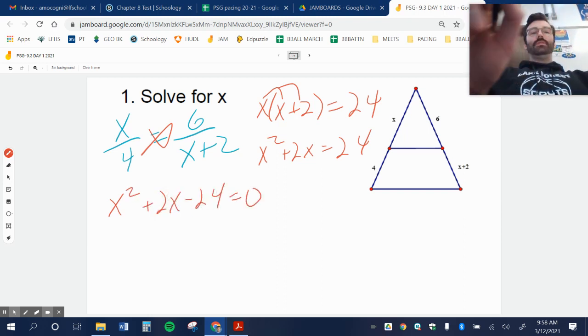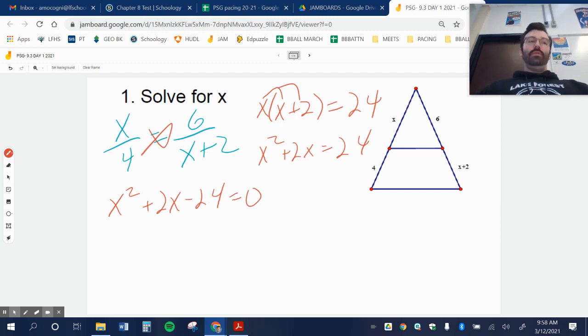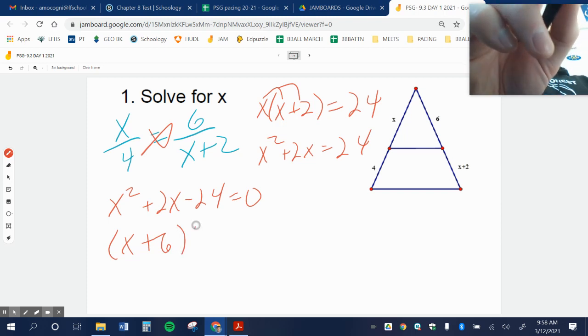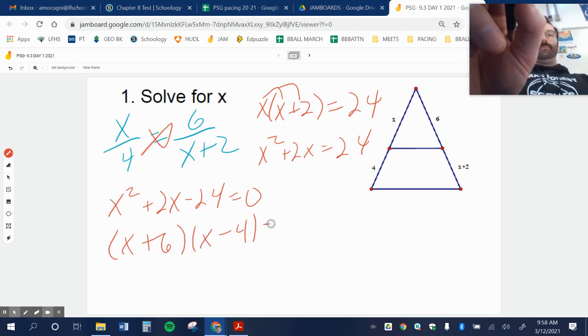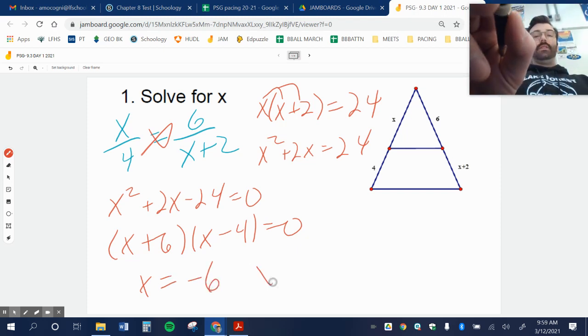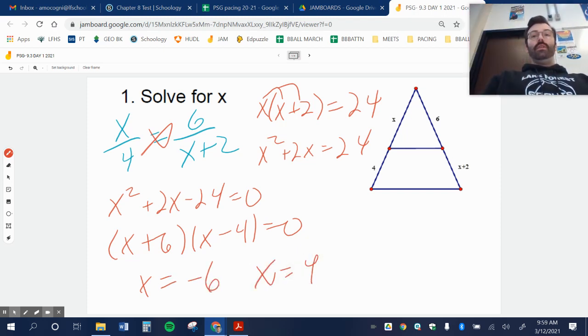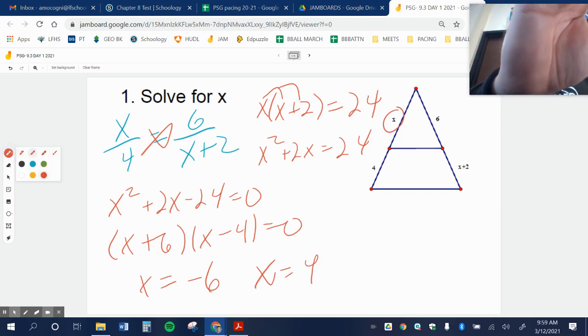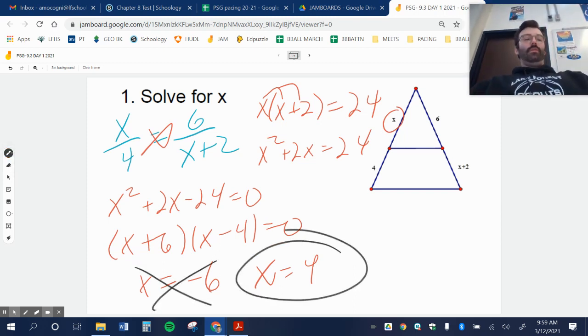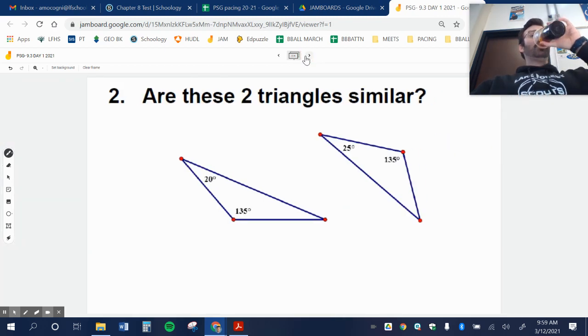You need two numbers that multiply to negative 24 and add to 2. Those two numbers are 6 and 4. x plus 6, x minus 4 equals 0. So x equals negative 6 and x equals 4. Since it's just x here, I can toss out the negative 6, and x is just 4. A lot of today is going to be solving proportions, so it's important that we have that practice.